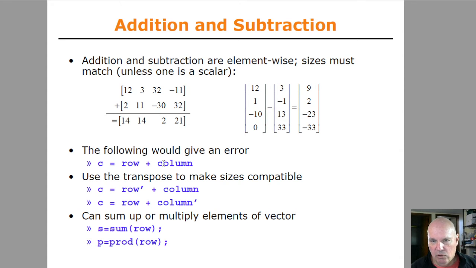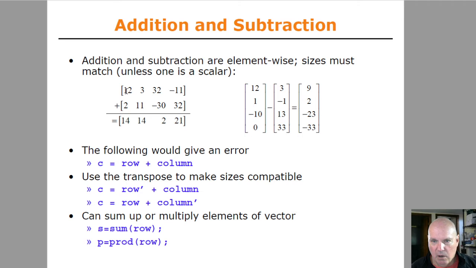So you'd get an error if you were trying to add a row vector and a column vector. Let's say the row vector is 1 row by 3 columns, and the column vector is maybe 10 rows by 1 column. Those aren't compatible for addition.